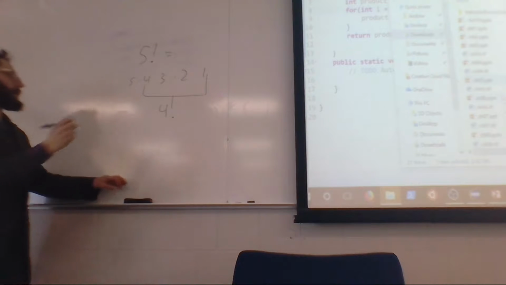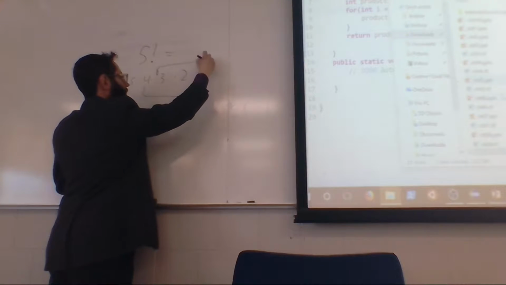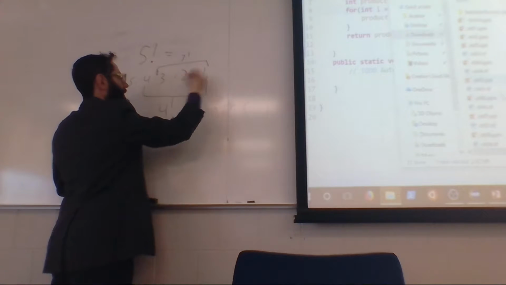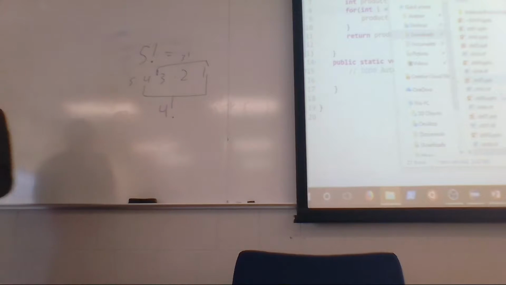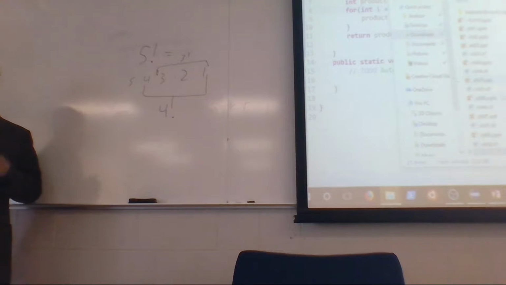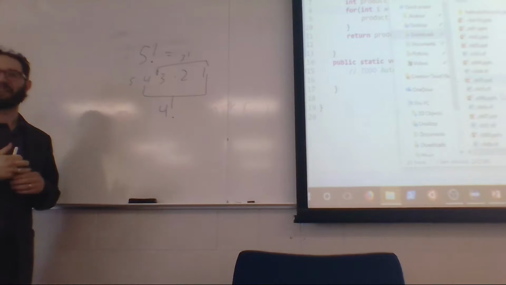Okay? And 3 times 2 times 1, that's 3 factorial. And then 2 times 1 is 2 factorial, and 1 is 1 factorial. And anybody know what 0 factorial is? 1. I don't know why. Anybody know why? I think it's just one of those things.